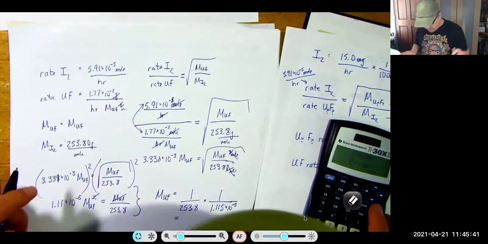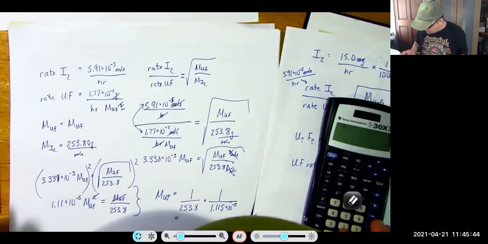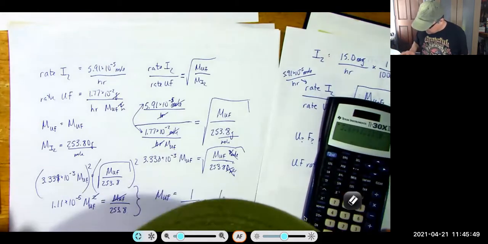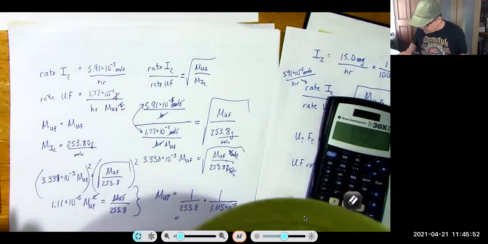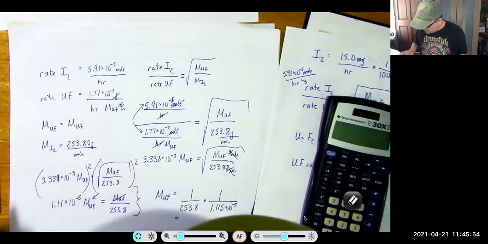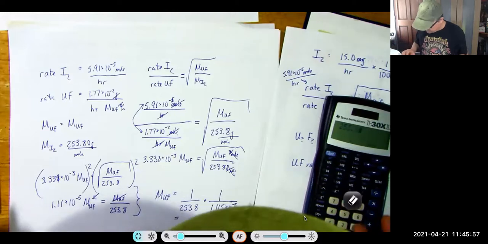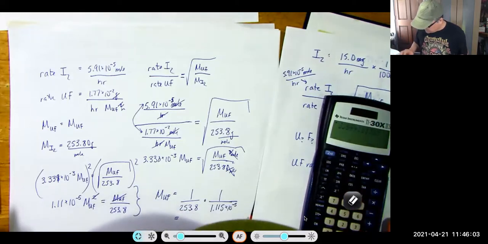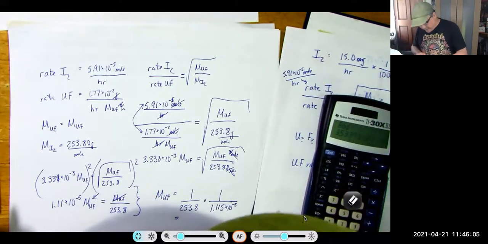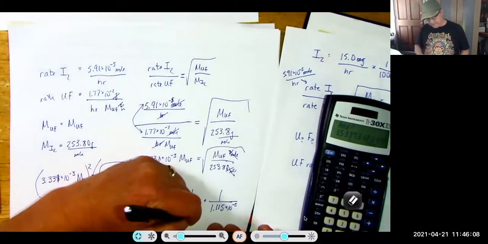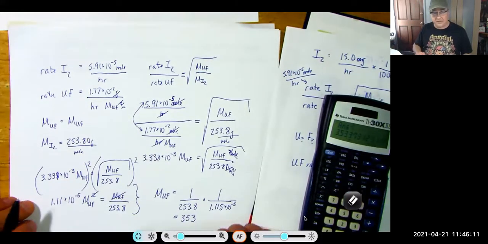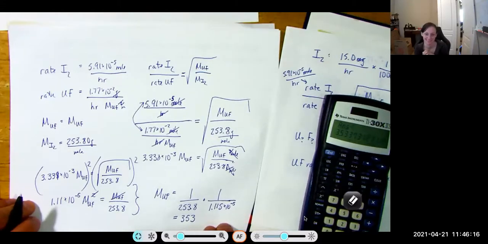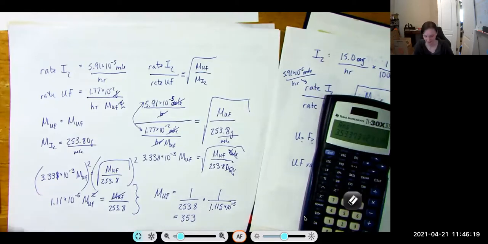Oops, I have a problem. Having trouble with my calculator. And I get 353. Is that what you got? I didn't do it. Well, you should do it. Okay.